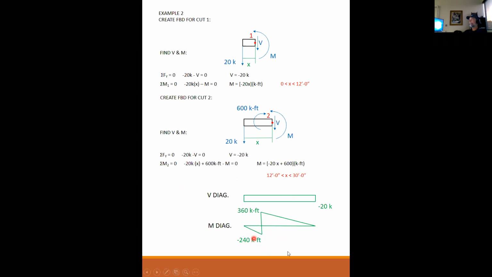11.999 feet, it is minus 240. At 12.001 feet, it is 360. But mathematically, it's one of those singularities, right? So at that exact point, it is actually either, depending on which direction you came from.